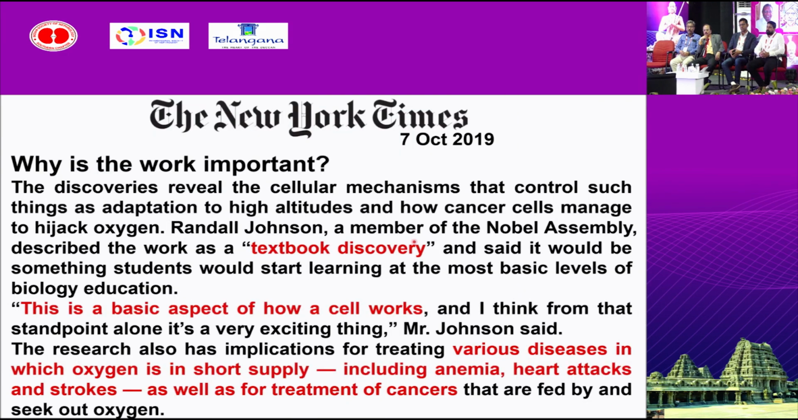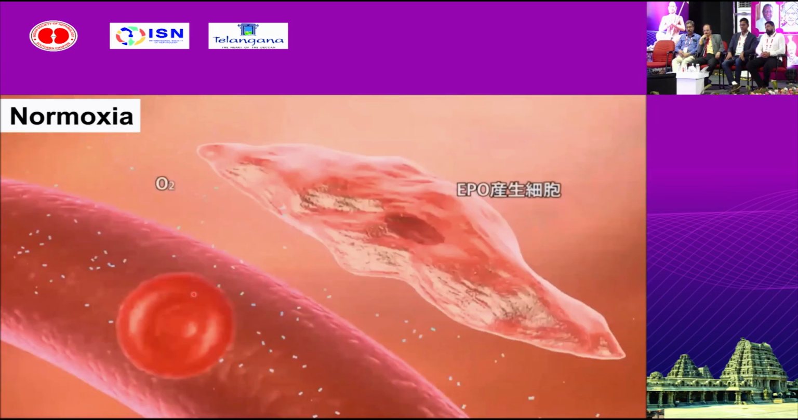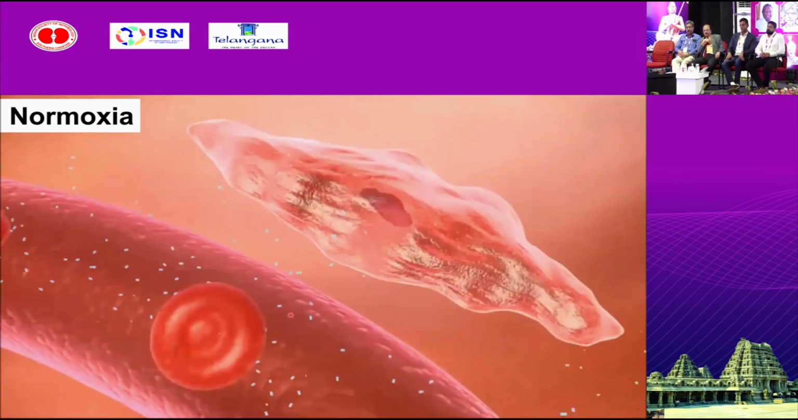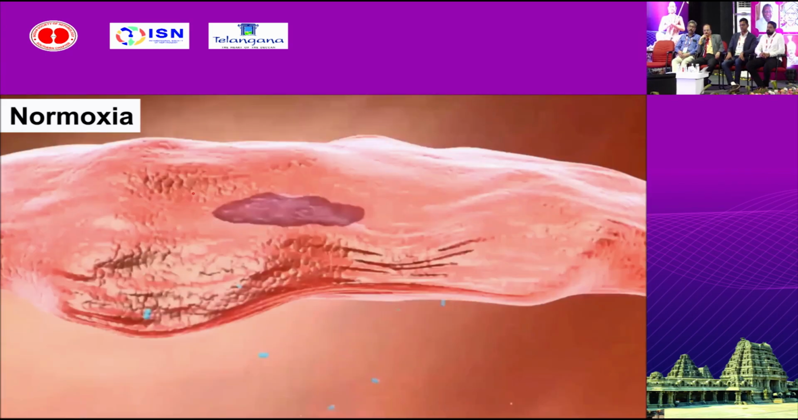Why is this work important? Because this is a textbook discovery. This would be something students would start learning at the most basic levels of biology education. This is a basic aspect of how a cell works, and their research has implications for treating many diseases in which oxygen plays an important role, such as anemia, ischemic heart disease, stroke, kidney disease, and cancer. Oxygen diffuses from the vasculature to the resident EPO-producing cells in the kidney.